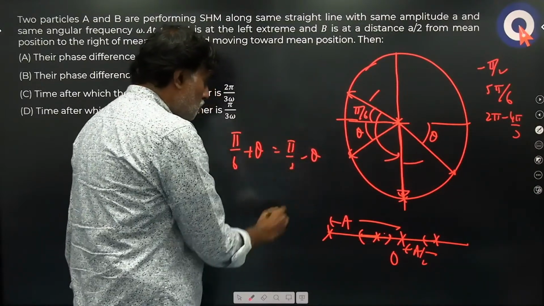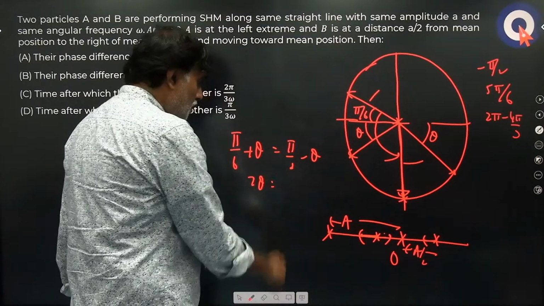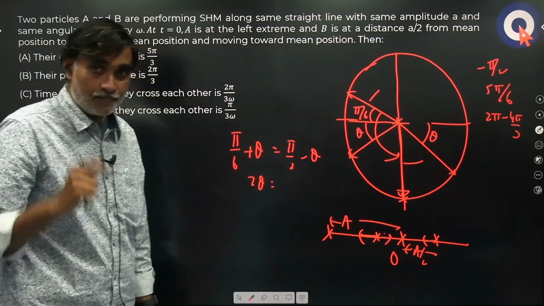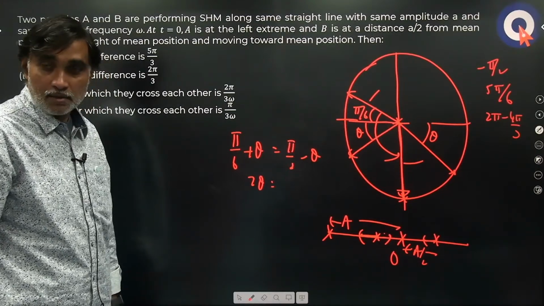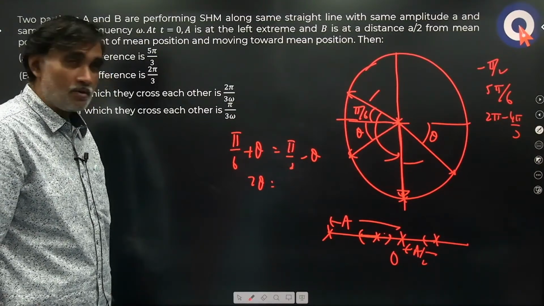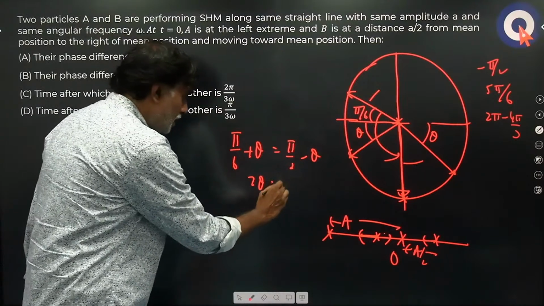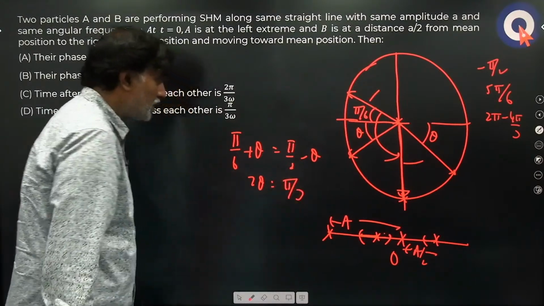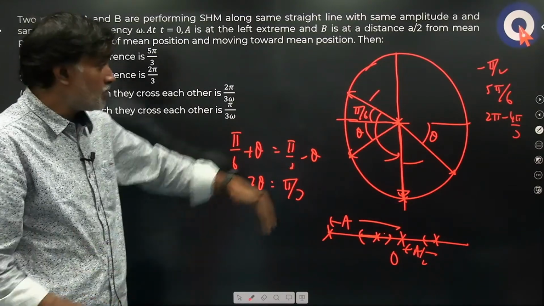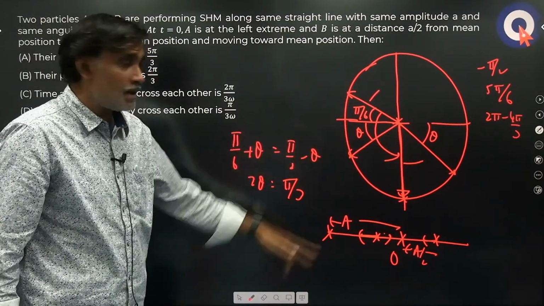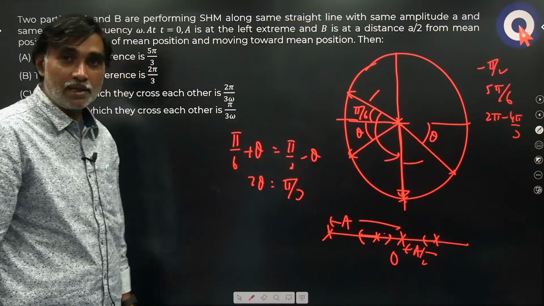Okay. So 2 theta equals pi by 2 minus pi by 6. That is 3 pi by 6 minus pi by 6. Okay. 2 pi by 6. That is pi by 3. So theta is pi by 6. Theta is pi by 6. Means how much has this rotated? Pi by 6 plus pi by 6. That is pi by 3.